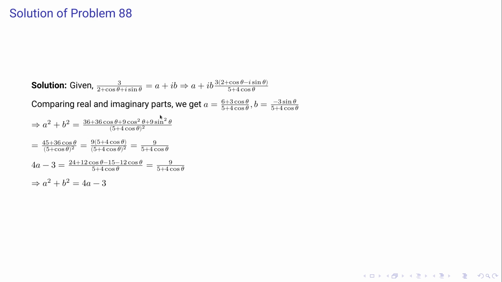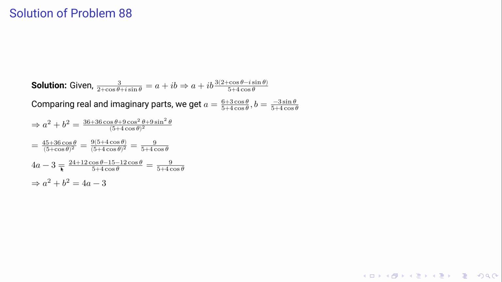So 6 plus 3 cos theta square will be 36 plus 36 cos theta plus 9 cos square theta. And minus 3 sin theta square would be 9 sin square theta. The denominator would be same for both, that is 5 plus 4 cos theta whole square. Now 9 sin square theta plus 9 cos square theta is 9, and 9 plus 36 is 45. So 45 plus 36 cos theta. We take 9 common, we get 5 plus 4 cos theta in the brackets. We cancel one power, and we get the result as 9 by 5 plus 4 cos theta.